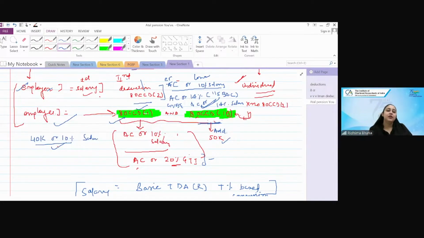If the person has not opted out of 115BAC, that means he is paying tax as per the new regime, he or she can claim for the employer contribution, actual contribution or 14% of salary. This is the new amendment which has come, so please be very careful. Also, central government or state government employees are in any case allowed actual contribution or 14% of salary. Okay, this is for the employer contribution, done and dusted.